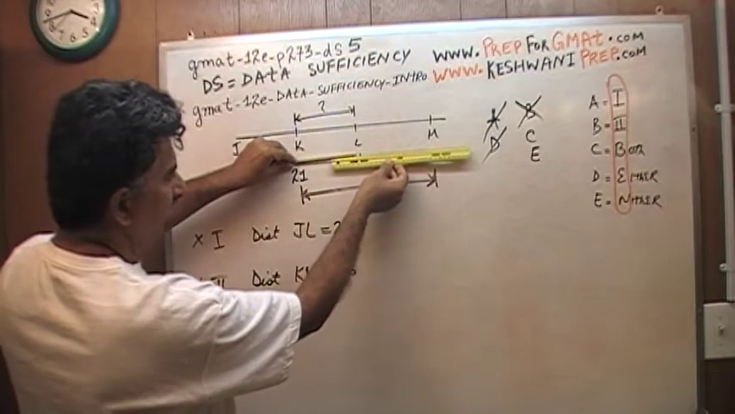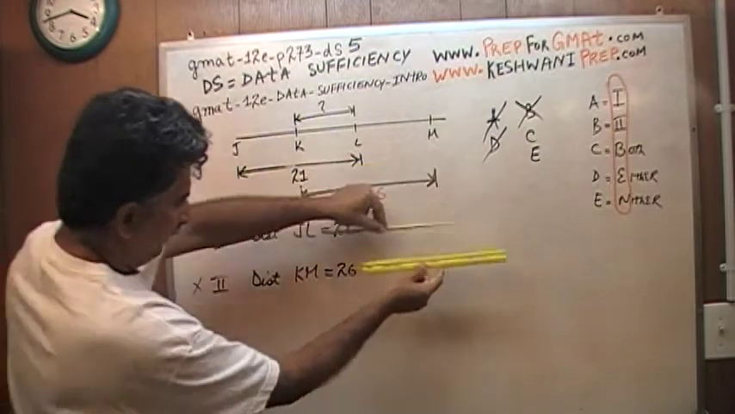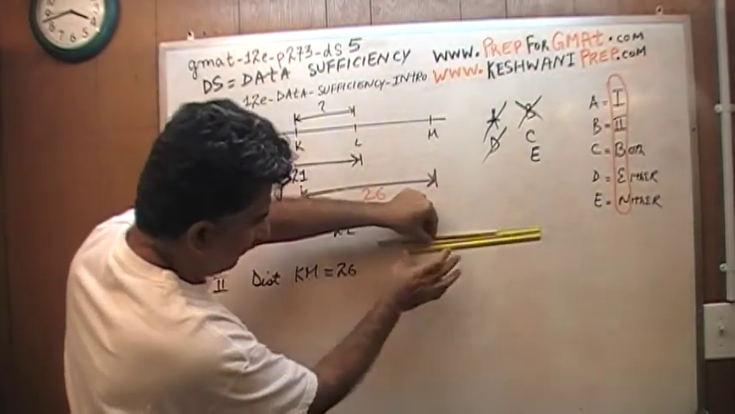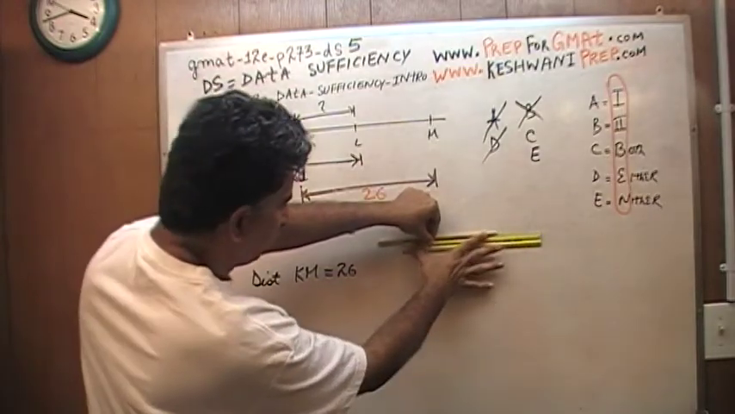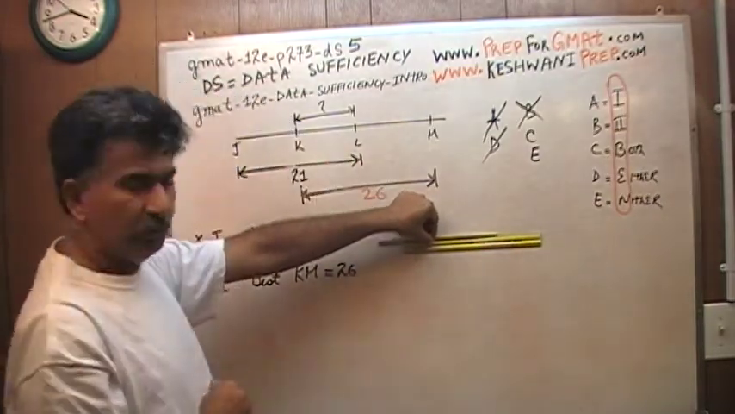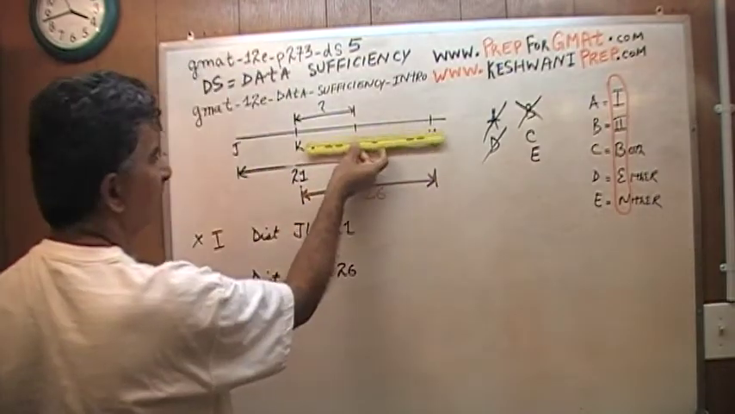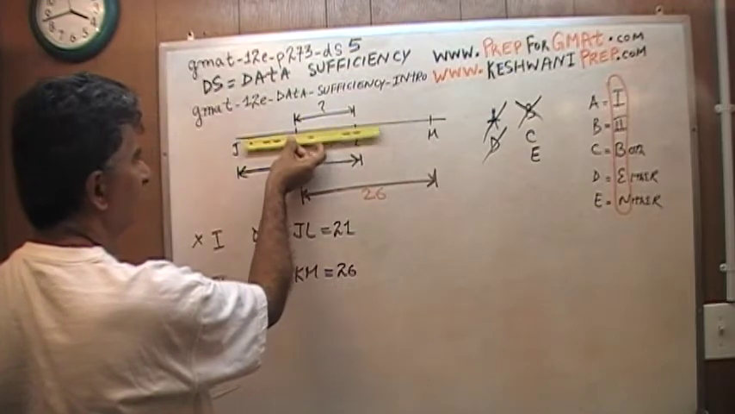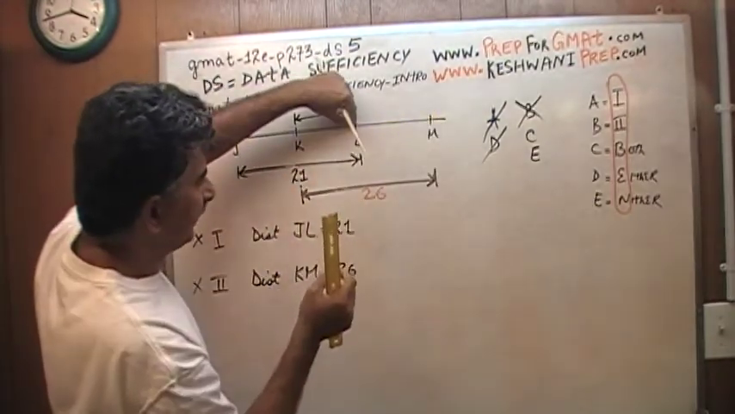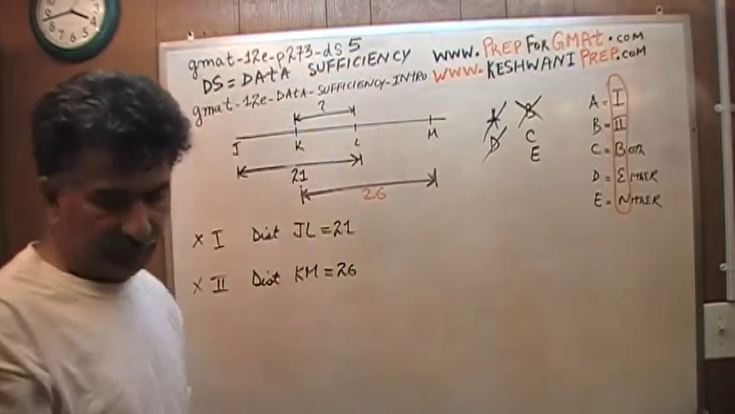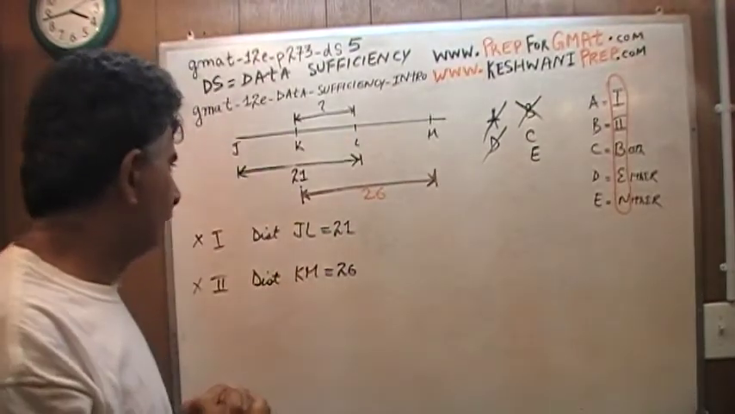K could be way over here, in which case the distance will be very short, or K could be way over here, in which case the overlapping part will be very large. That overlapping portion is K to L, and we do not know where K is sitting. Is it sitting here, or here, or there? If it's sitting there, the distance from K to L will be very tiny. So the answer is, since we do not know the relative position of K, we cannot answer this question.